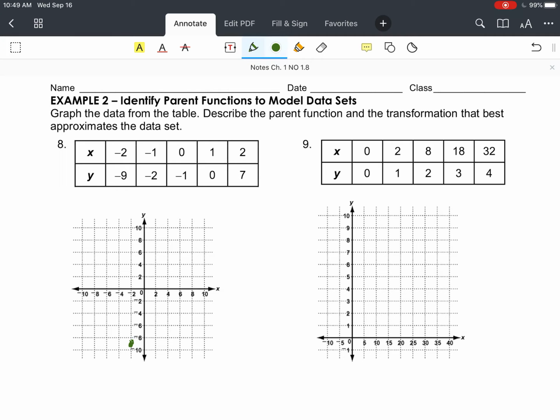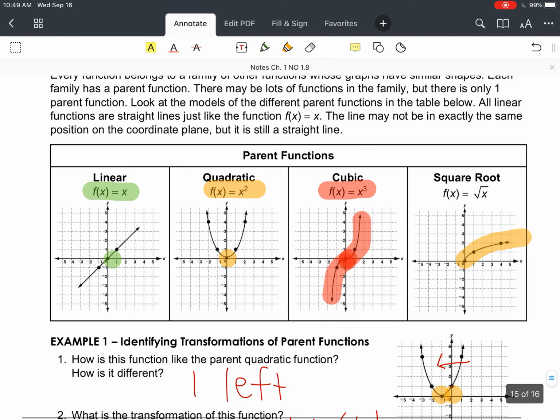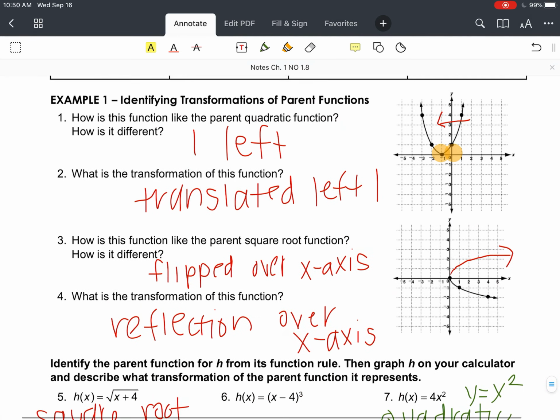Then -1, -2, so left 1, down 2. Then 0, -1, and then 1, 0, and then 2, 7. So this is what my graph looks like. Comparing it to my parent functions above, you'll see it most resembles the cubic function. So this is a cubic.